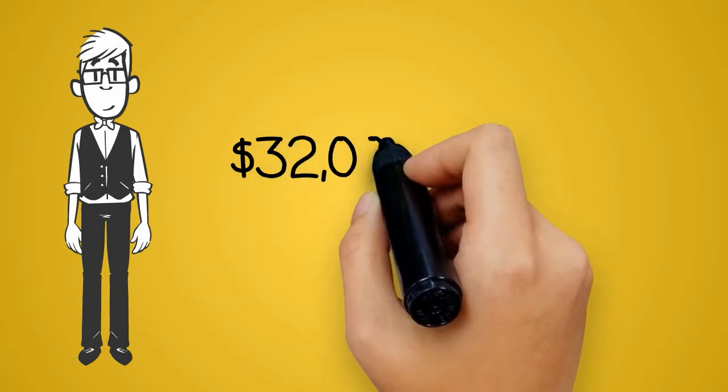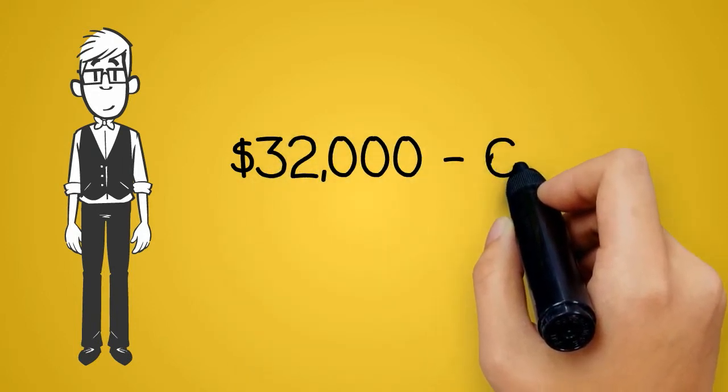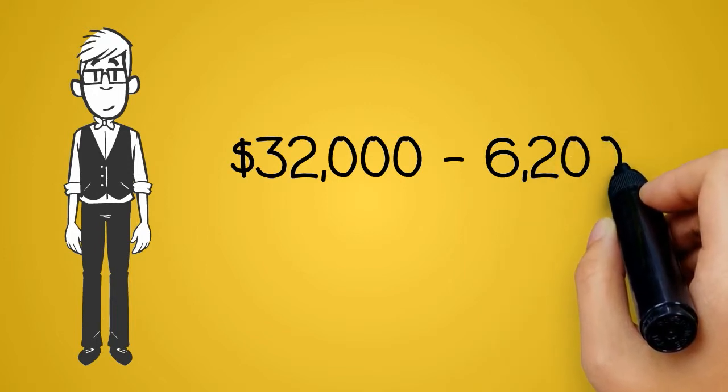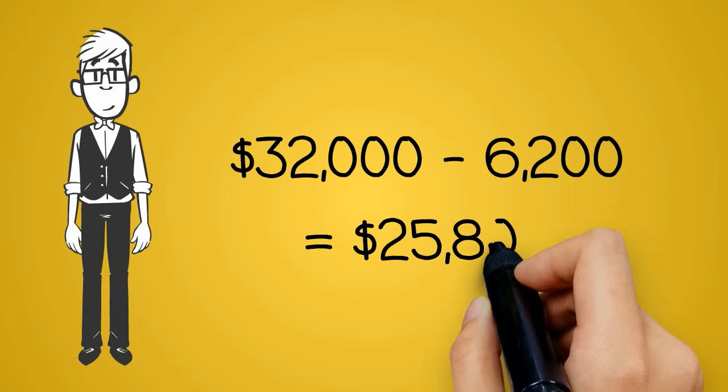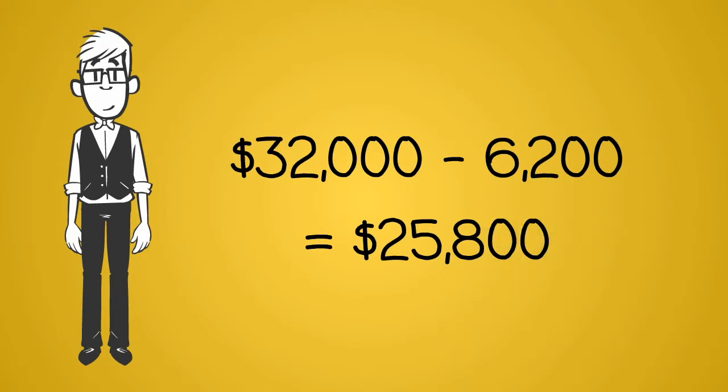So let's see how this plays out. Meet Mario. Mario earned $32,000 in 2014. He's single, so the standard deduction is $6,200. This will reduce his taxable income to $25,800.